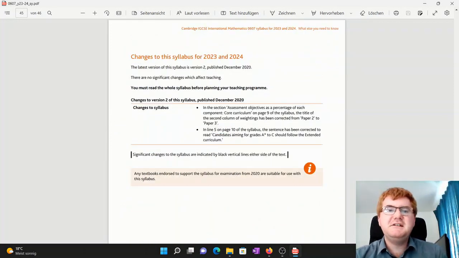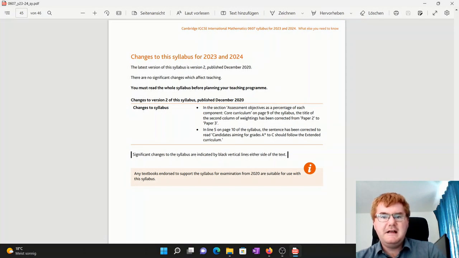Okay, and changes to the syllabus for 2023 and 24. So there's only a slight change here. Rather than what the 0580 course said, if you're aiming for grades A star to C, you should follow the extended curriculum rather than A star to D. I mean, that can be discussed here. Certainly, if you're on the CD borderline, I would also at least consider looking at the extended rather than going straight into core. But that's something they've added to the main syllabus document.